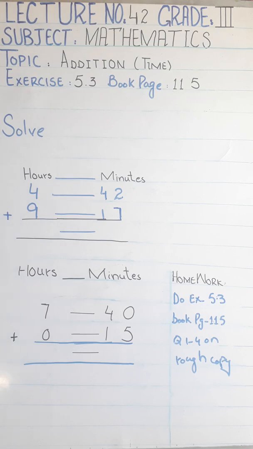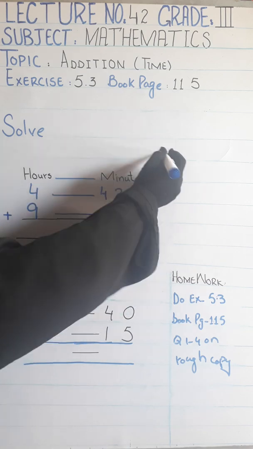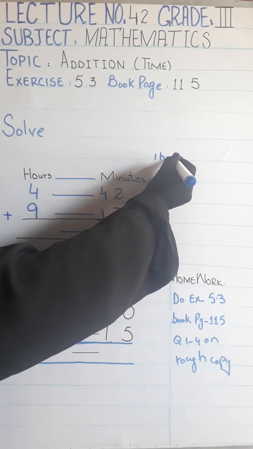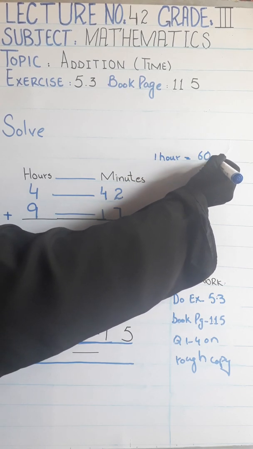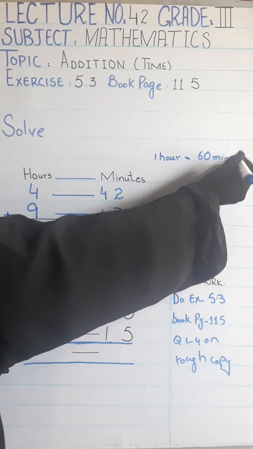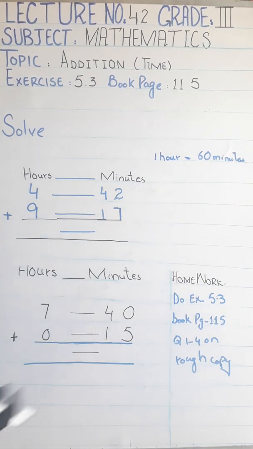Addition of hours and minutes. Look at the board. Students, is it clear in your mind that 1 hour is equal to how many minutes? 1 hour is equal to 60 minutes. Which means there are 60 minutes in 1 hour.